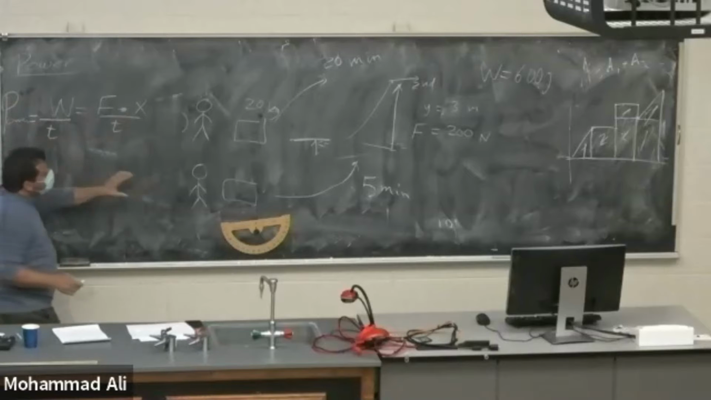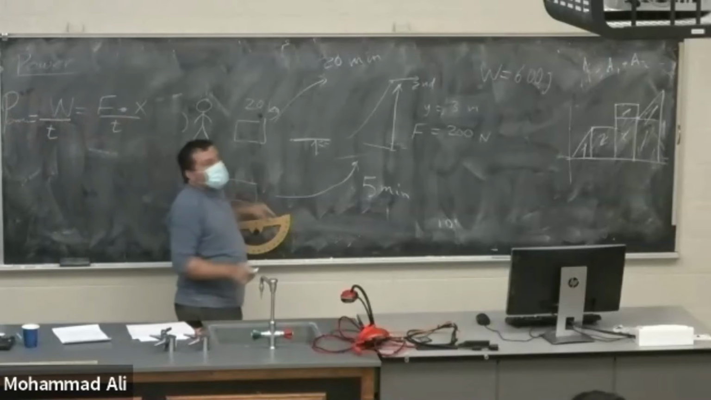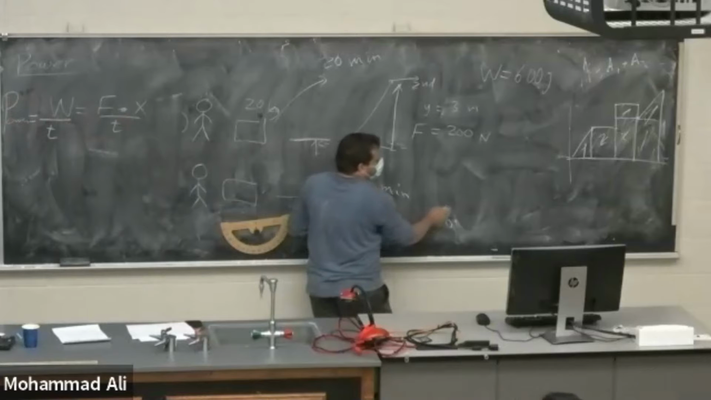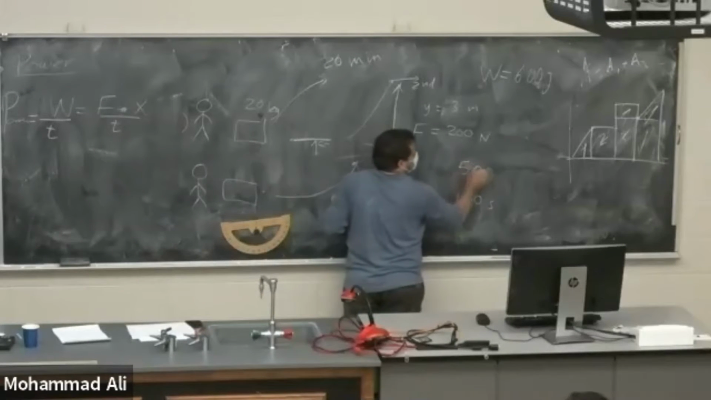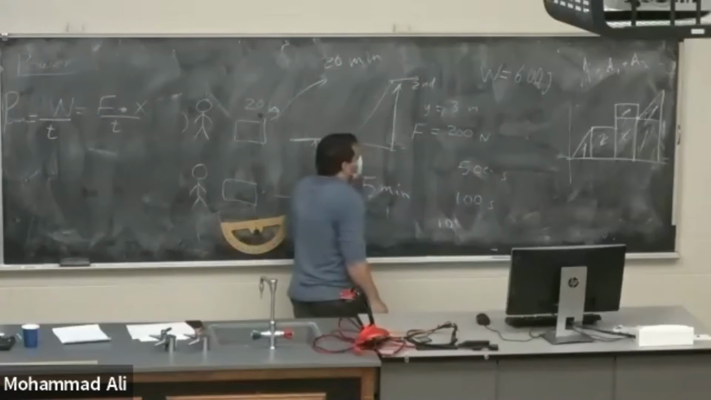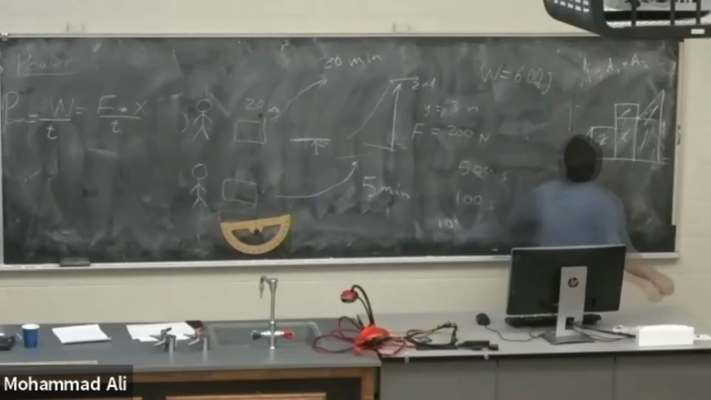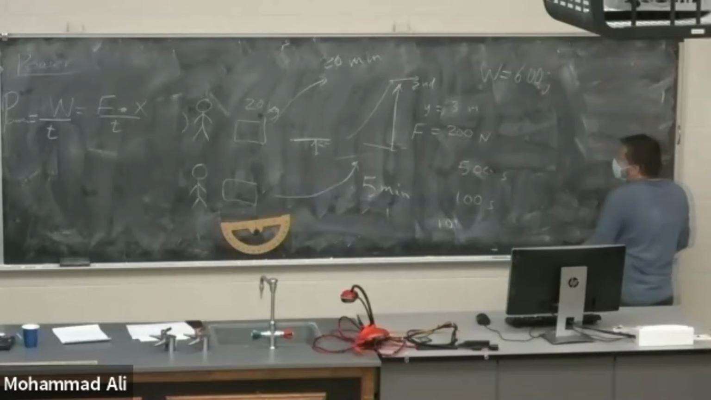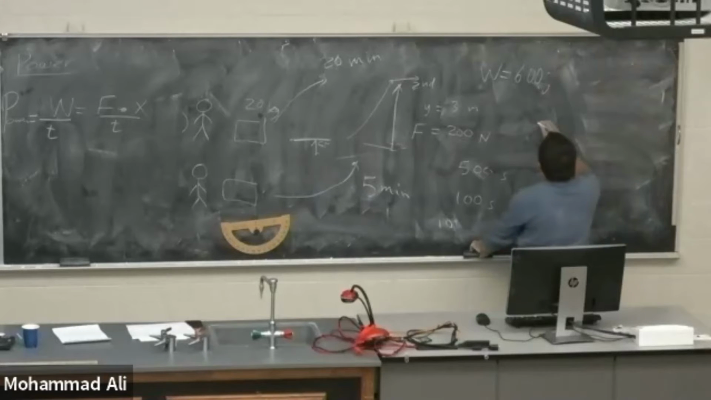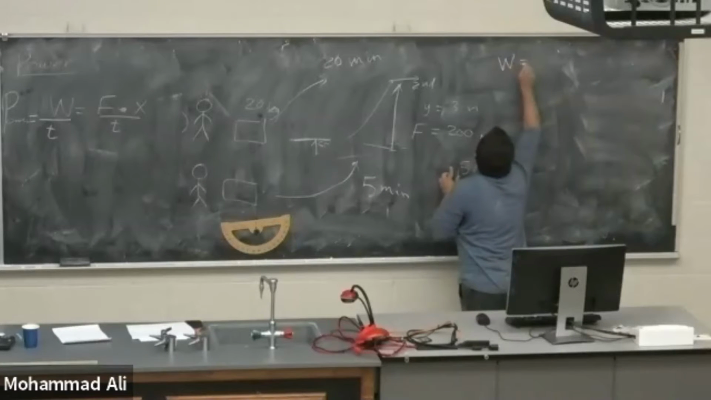If the time is short, for example, your time is 100 seconds. My time is 500 seconds. Okay, let us compute it. My power and your power. And you will see your power is higher. Okay, the work is 600.